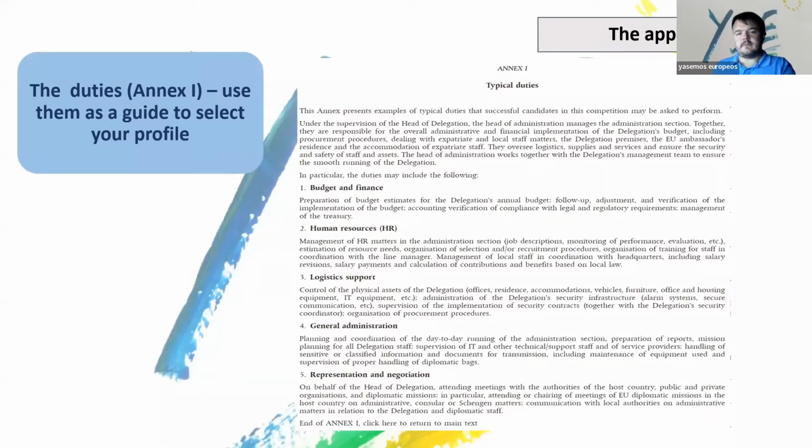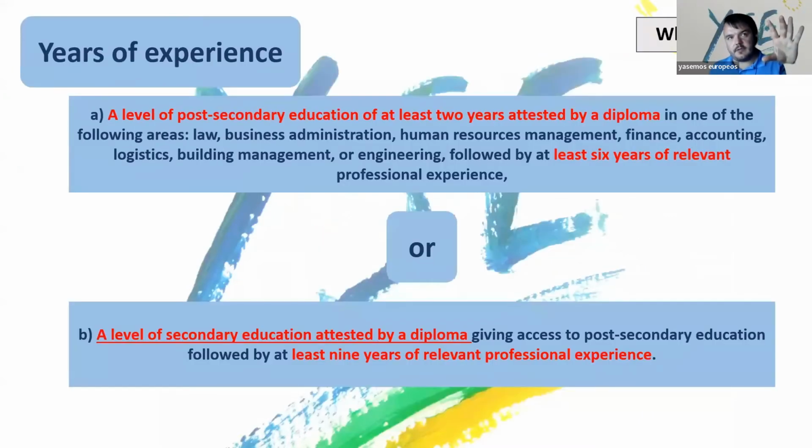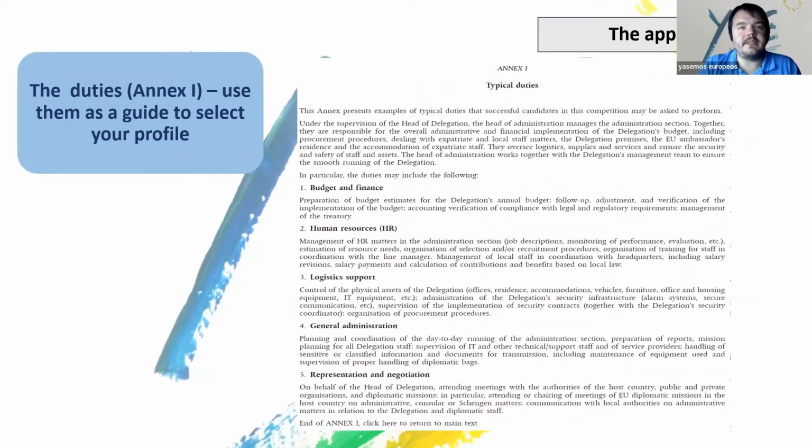Okay, and having this in mind is also helpful to understand the years of work experience. Why? Because, as I said before, if you have a post-secondary education, you need at least 6 years, but if you have a secondary education, you need at least 9 years. In both cases they are asking for relevant professional experience. What do you mean by relevant professional experience? Exactly what we have seen before: the duties, professional experience where you've been doing these things, working on the elements described here in the duties. Of course, covering all of them at the same time is difficult unless you've already been working as a head of delegation. But the more of them you can introduce, the better.